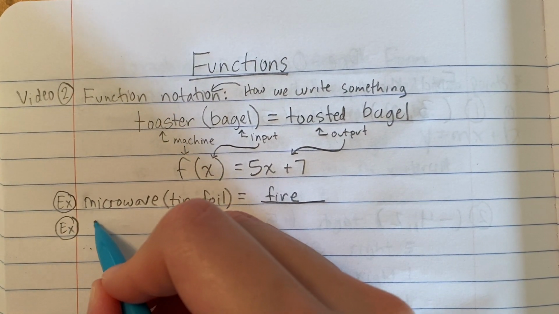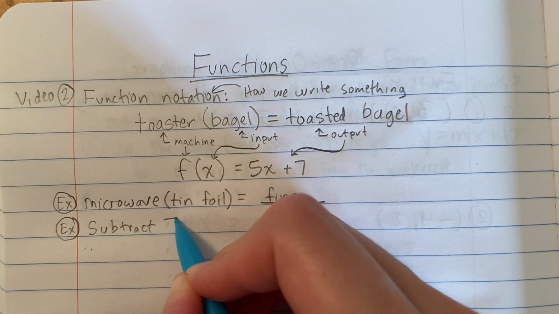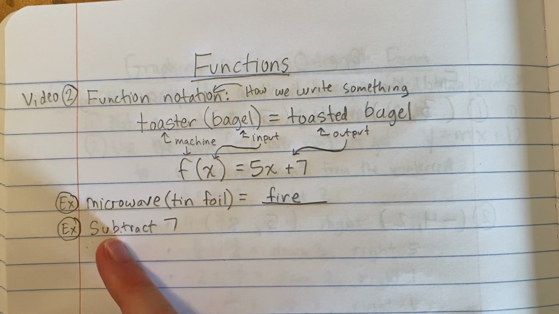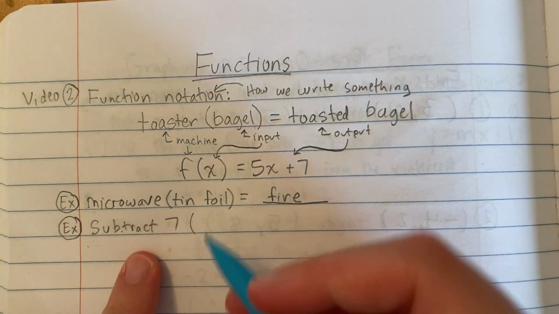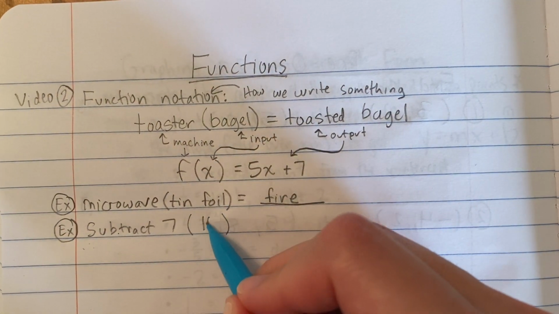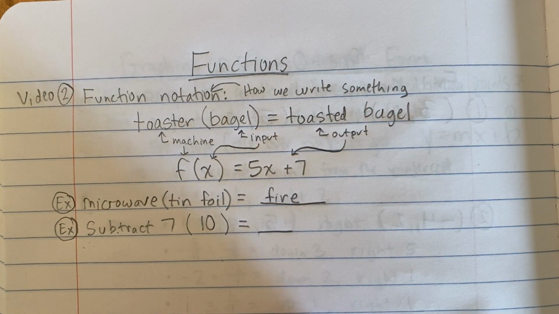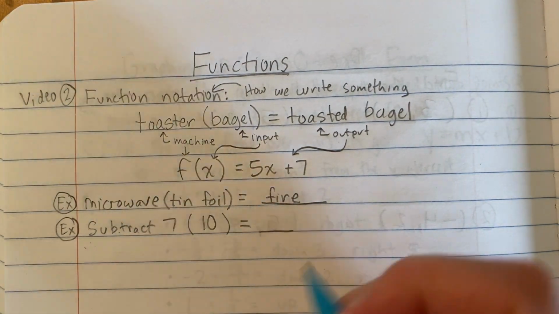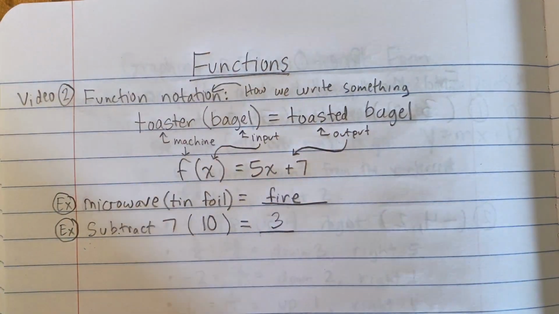Okay? Here's another example. Let's get a little bit closer to math. Let's say this machine, right? Because remember, this is the machine right here on the outside. This machine subtracts 7. So anything that I input right here, it's going to subtract 7. So what if I input a 10 into the subtract 7 machine? What do I get out? Well, it's going to take 10, subtract 7, and I'm going to get 3.